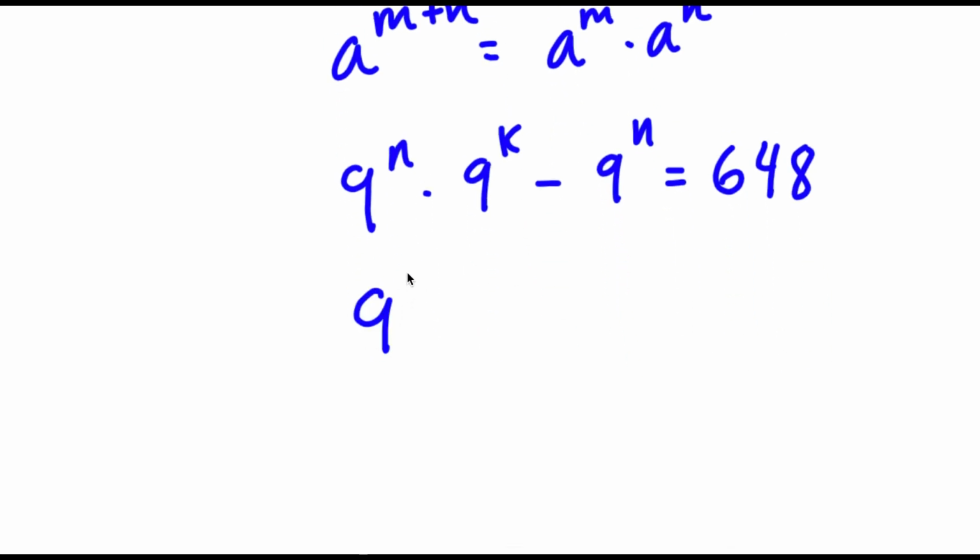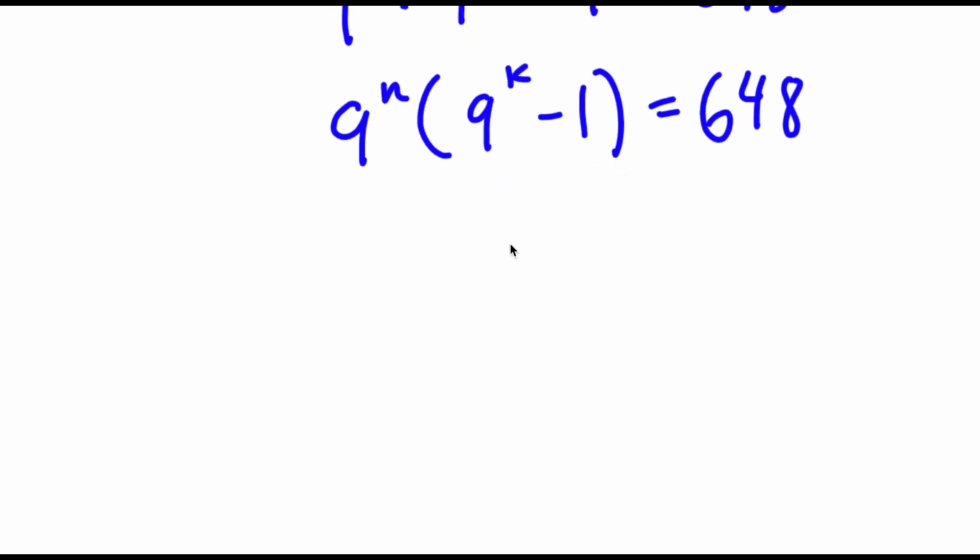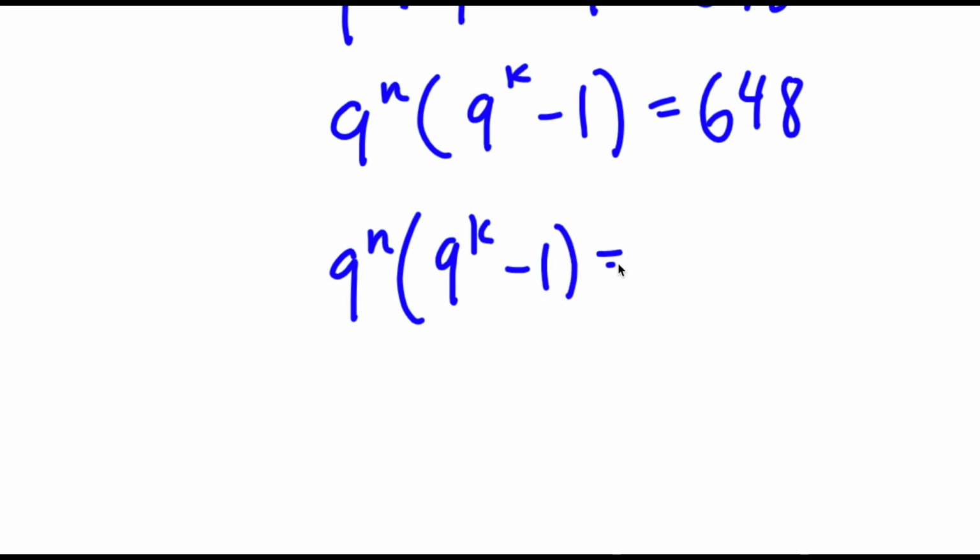Now, if I factor out 9 to the power of n, I get 9 to the power of n times 9 to the power of k minus 1 is equal to 648. And 648 I can rewrite as 81 times 8. So now I have 9 to the power of n times 9 to the power of k minus 1 is equal to 81 times 8.